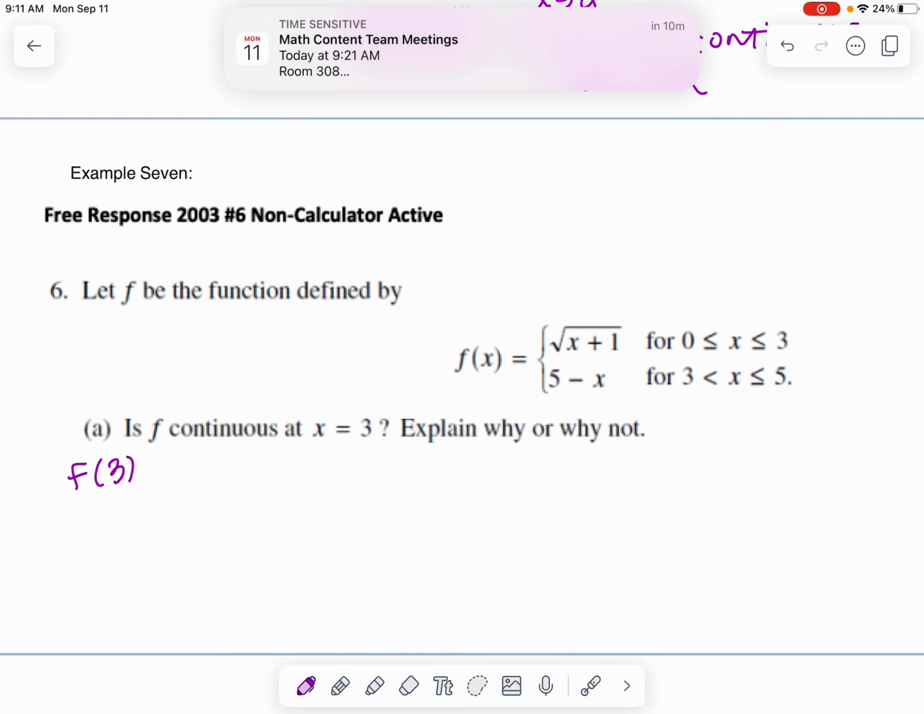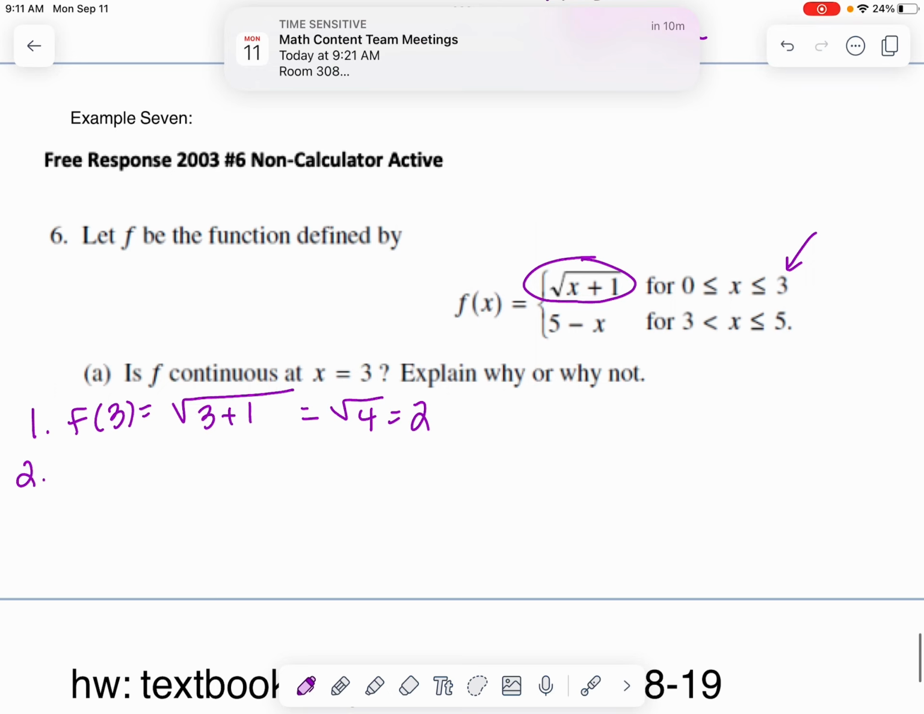So we're going to start by finding f of 3. And this is the function that is defined for when x equals 3, because that says less than or equal to 3. So I'm going to do the square root of 3 plus 1, which equals the square root of 4, which equals 2. Now I'm going to find the limit as x approaches 3 from the left. Because this part is where the x values are less than 3, we already know that's going to come out to be 2, because if I plug that into that function again, like I just did, it's going to come out to be 2.